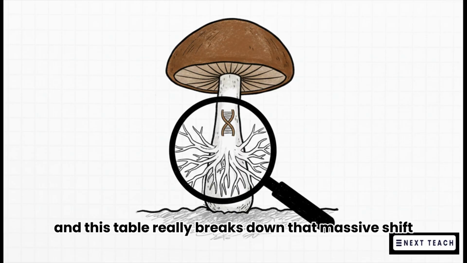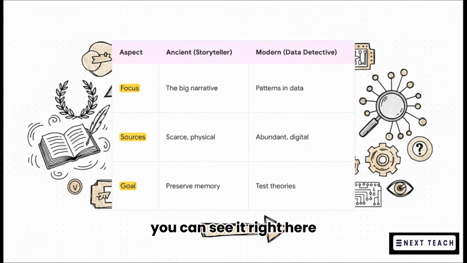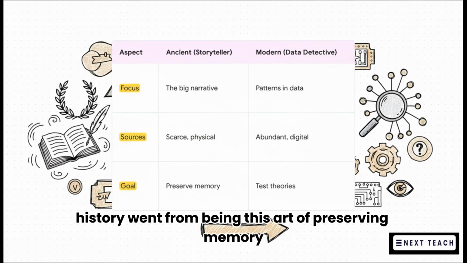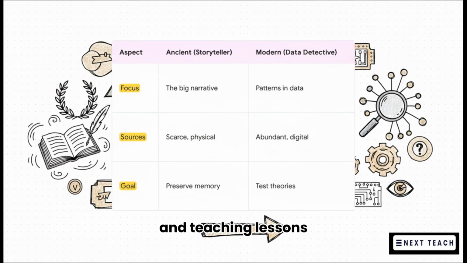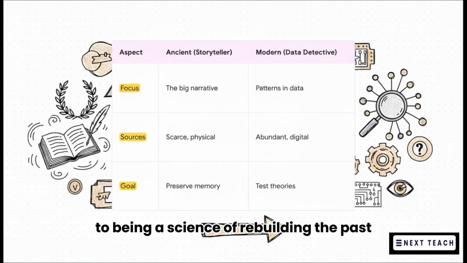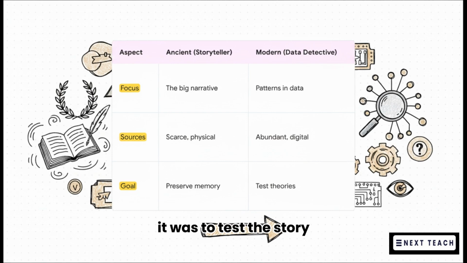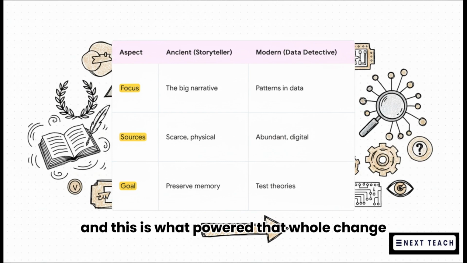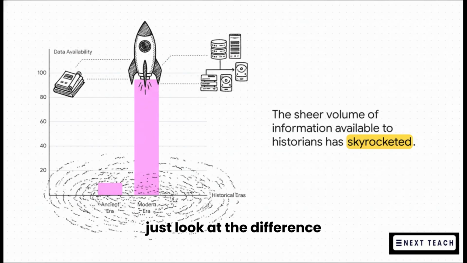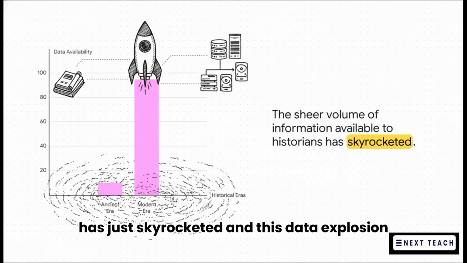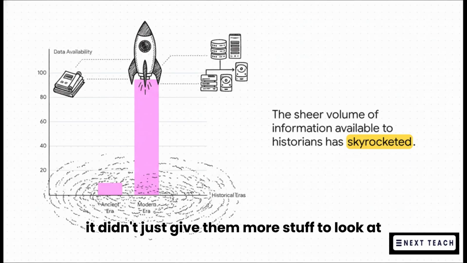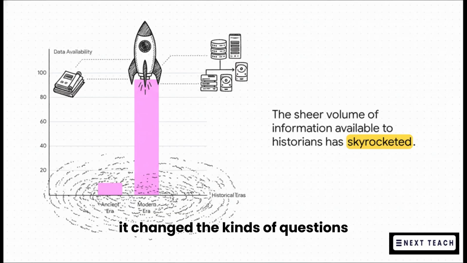And this table really breaks down that massive shift. You can see it right here. History went from being this art of preserving memory and teaching lessons to being a science of rebuilding the past and investigating theories. The goal wasn't just to tell the story anymore, it was to test the story. And this is what powered that whole change. Just look at the difference. The amount of pure information, of raw data that historians have now has just skyrocketed. And this data explosion, it didn't just give them more stuff to look at. It completely changed the game. It changed the kinds of questions they could even think to ask.